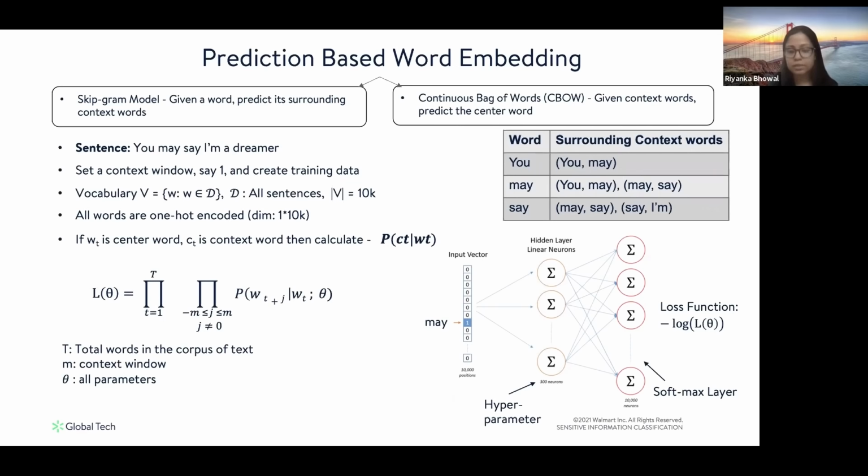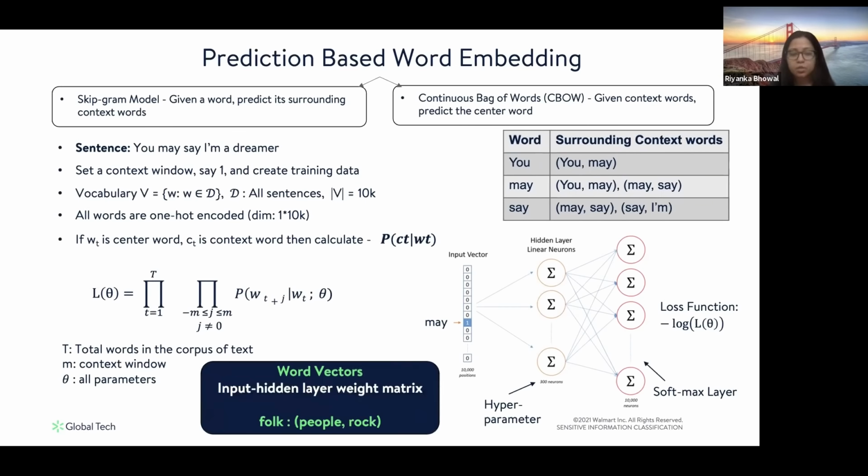And we run this. So what do we get from this is the word vectors from the input to hidden layer weight matrix. So the input will be 1 cross 10,000 and the hidden layer matrix will be 10,000 cross 300. From there, we will get the word vectors of 300 dimension. So now we can at least get the semantics of the word.